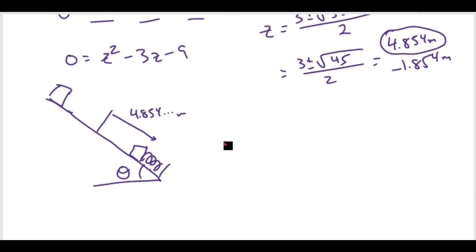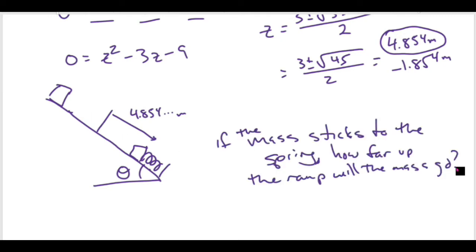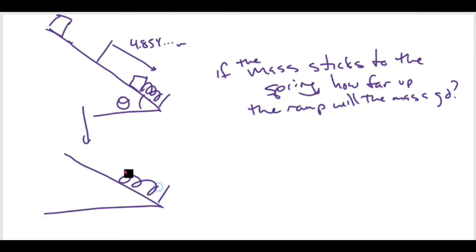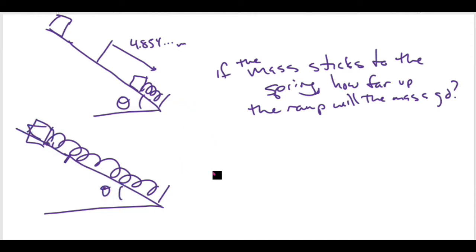However, let's change the problem slightly. So if the mass sticks to the spring, how far up the ramp will the mass go? And so now what we're going for is this thing is going to extend up to there, where this is the equilibrium spot right here, and the mass is still attached to the spring. This is angle theta, same details as before. Again, on some strange planet where g is equal to 10 meters per second squared. Again, energy is conserved. All of that still stays the same.